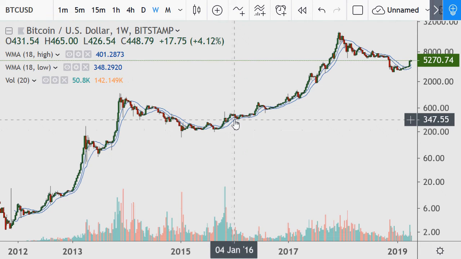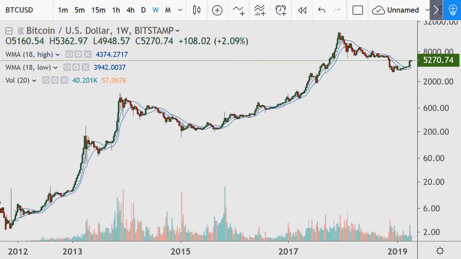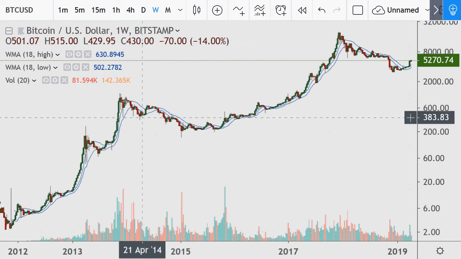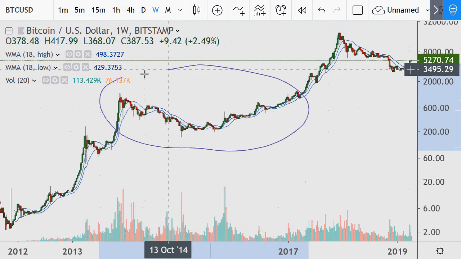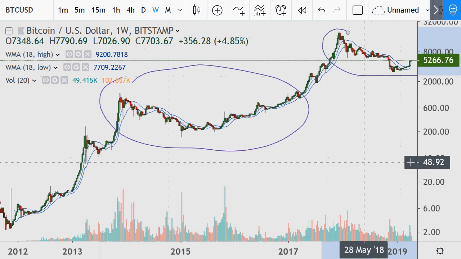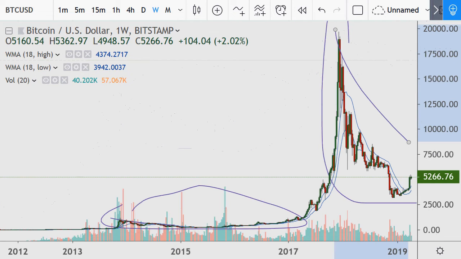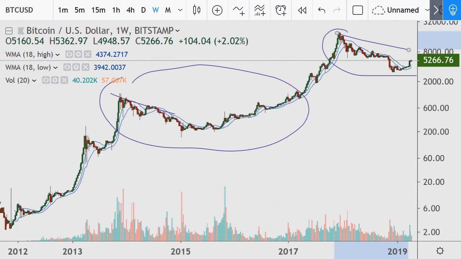Then and now. That is what I have entitled this video for the Bitcoin price. What I'm going to do is compare everything that happened back then with everything that's going on right now, and see whether it looks similar. Now, you can only view this on a log scale. Without log, nothing happened back then, but things really did happen.